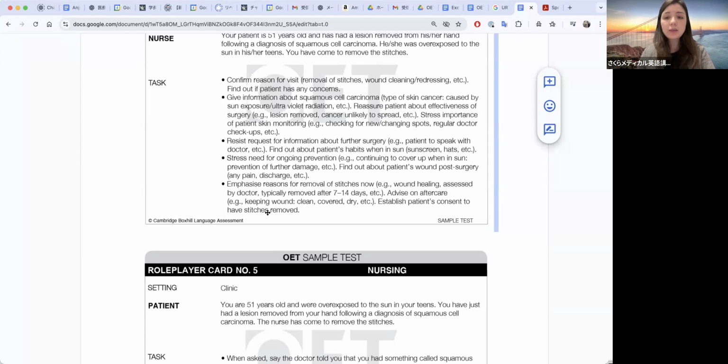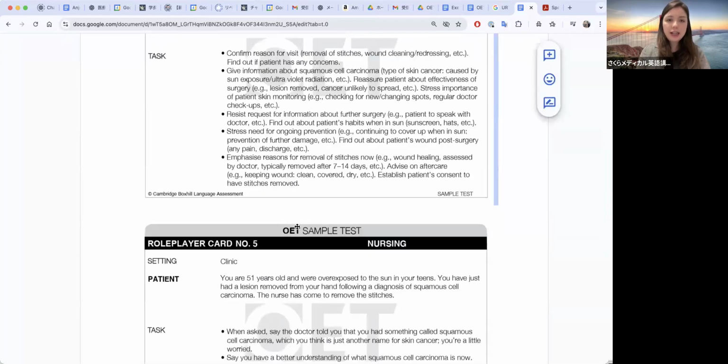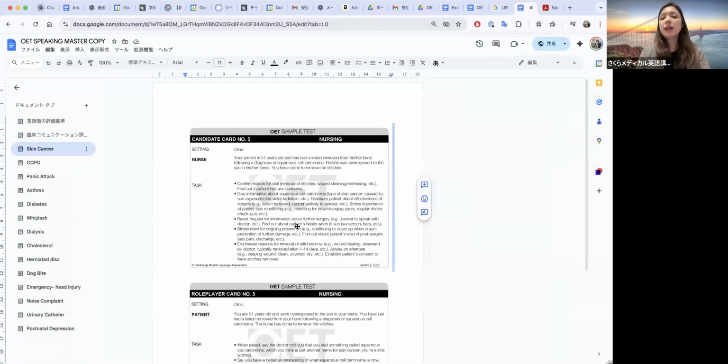Yeah, sure. So then I'm going to say, okay, so in terms of the aftercare, please keep the wound clean, covered, and dry. And then yes, I've already established patient consent to have the stitches removed. So yeah, that's going to be the case. And then I will send a passing standard student for you to have a look at.